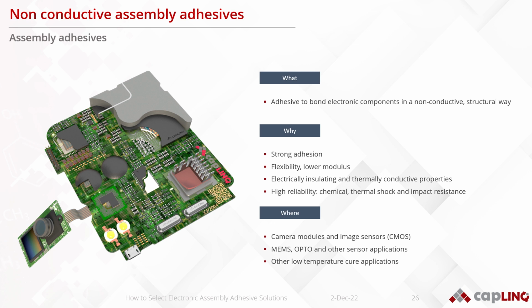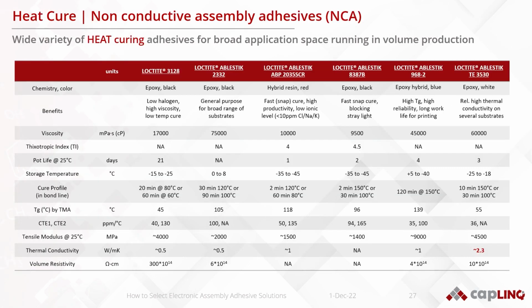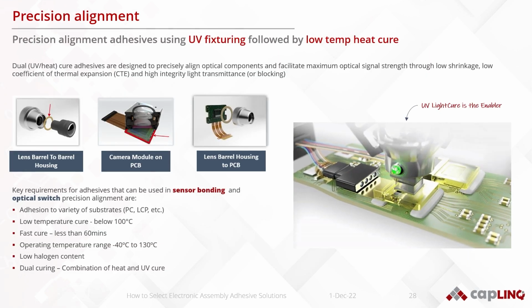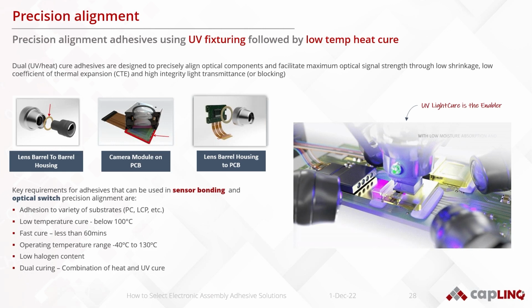Where would you use these materials? Well, this could also be a multitude of different applications, but for instance, camera modules as well, some different sensors, and also low temperature curing possibilities. A quick overview of the heat curing non-conductive adhesives Henkel and also Kaplink can offer to the market. I want to highlight is definitely the TE3530, which can have a thermal conductivity of more than 2.3 watts per millikelvin. And also the possibility for dual curing non-conductive adhesives.